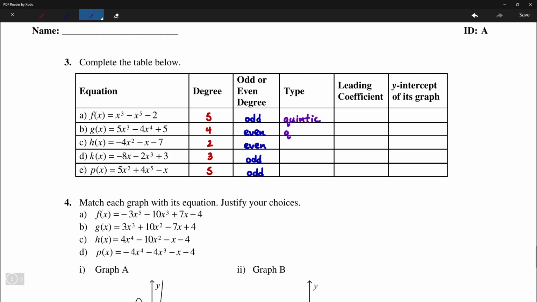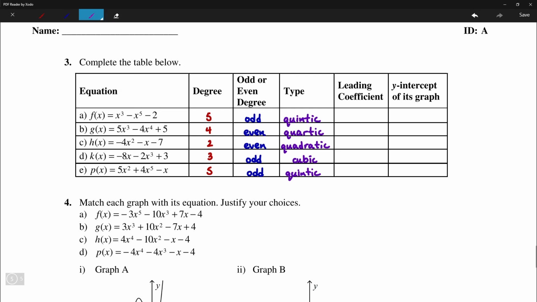Degree 4 is quartic. Degree 2 is quadratic. And then degree 3 is cubic. And again, the last one is quintic once more, since it is degree 5.